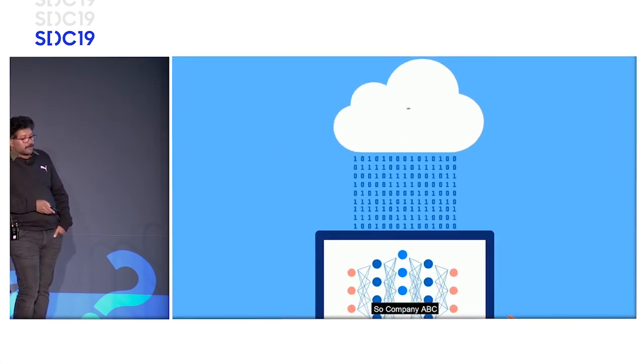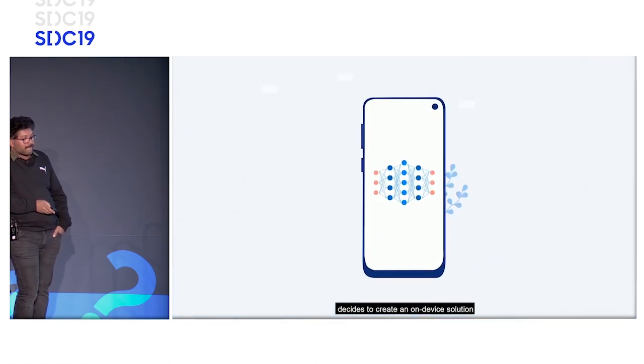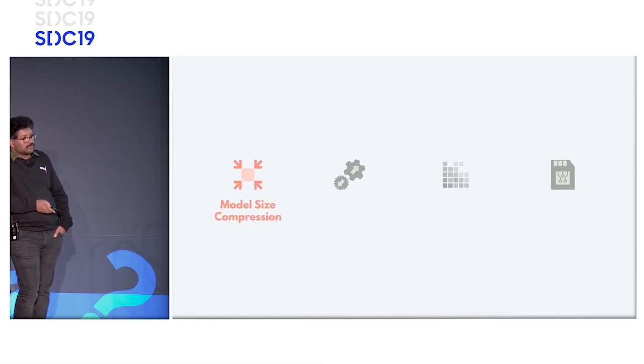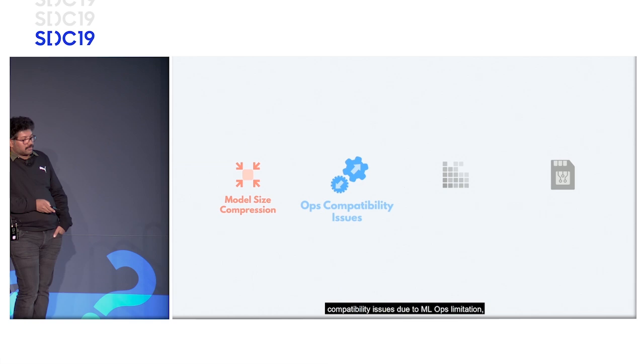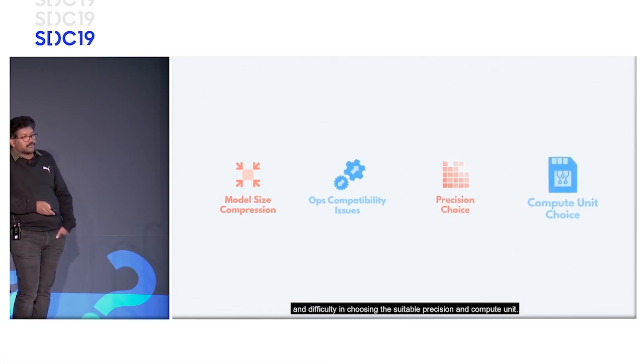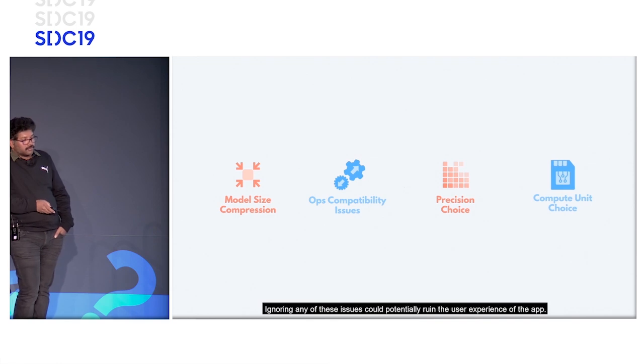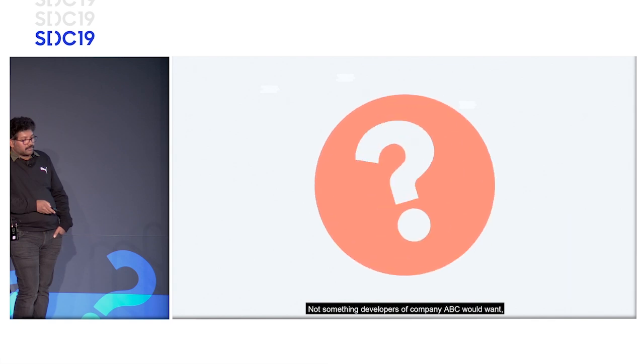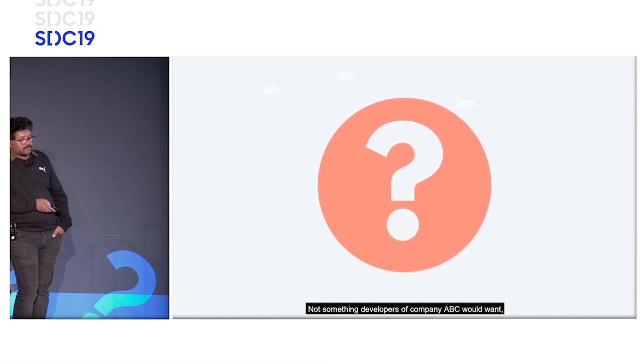So, company ABC decides to create an on-device solution, which opens up a new set of challenges, such as performance issues due to model size compression, compatibility issues due to MLOps limitation, and difficulty in choosing the suitable precision and compute unit. Ignoring any of these issues could potentially ruin the user experience of the app. Not something developers of company ABC would want, right?